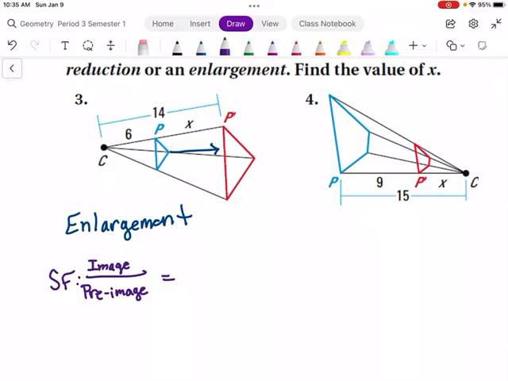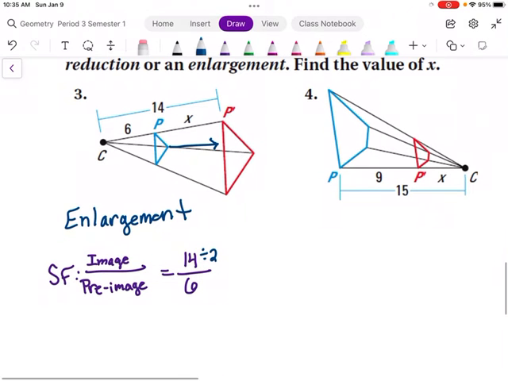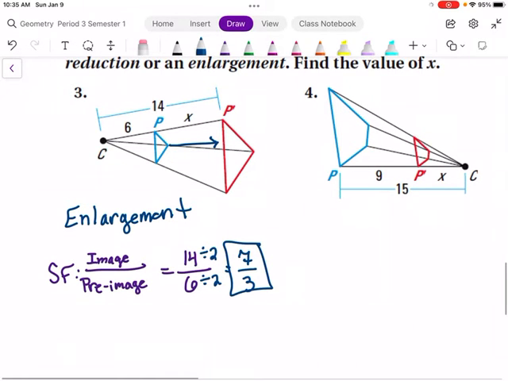So our image length in this example from point C to P prime was 14. And then our pre-image length from C to P was 6. Both of these are divisible by 2. So don't forget, you do need to simplify your fractions, and we would get a scale factor of 7/3.